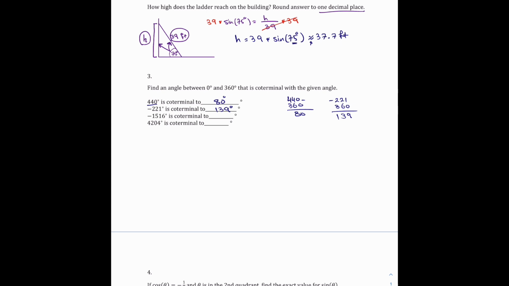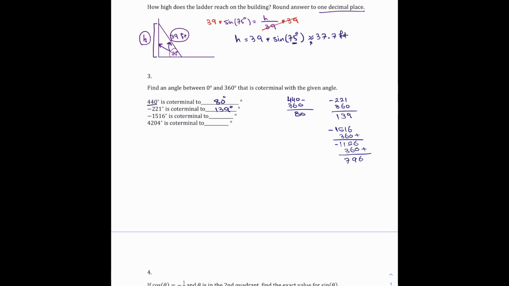So I'm going to find the coterminal to negative 1516. Because this is negative, I'm going to add 360, one at a time. So here we have 6 minus 0, 11 minus 6 is 5, 4 minus 3 is 1, and then the 1, and that is negative. And again, I'm going to add 360 one more time. So now 6 minus 0 is 6, 15 minus 6 is 9, 10 minus 3 is 7.